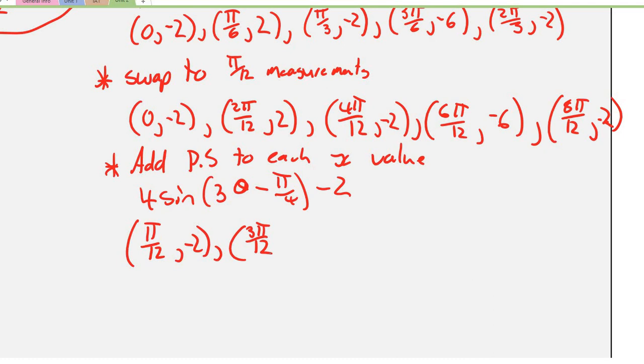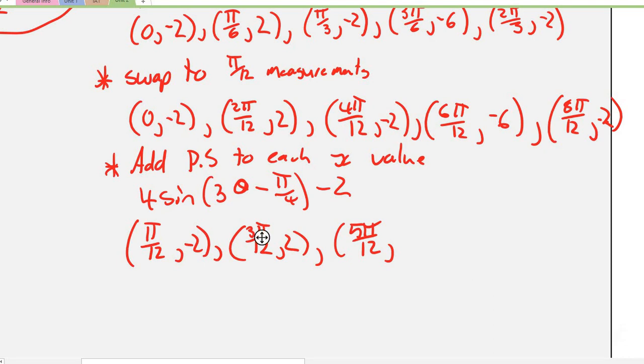Well, it's not, because our phase shift is positive. Phase shift is positive, it's right. Correct. So 3 pi on 12, comma 2. Oh, Zoe, you understand it now? When we add pi on 12 to 4 pi on 12, what do we get? 5 pi on 12.